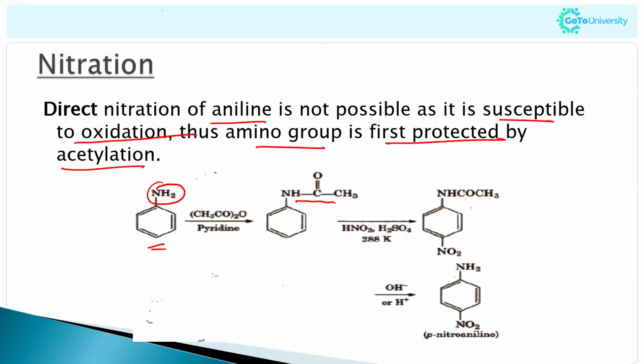So this NH2 group will be converted into the corresponding acetylated group, and it will convert into the substituted nitro product. So here also the group is still NHCOCH3. Then finally by base hydrolysis, it will convert into the NH2 group. So this is the product. Okay, write it down.